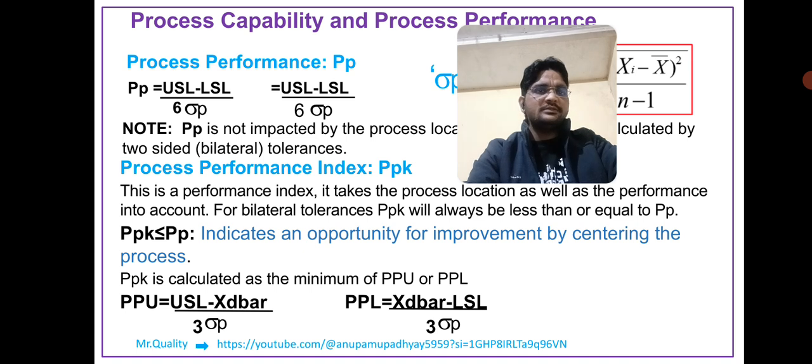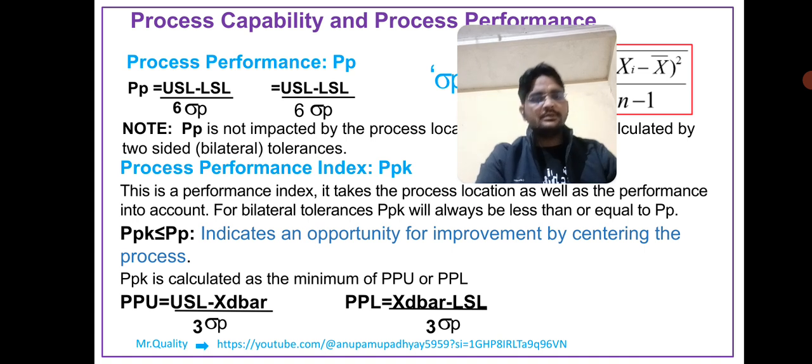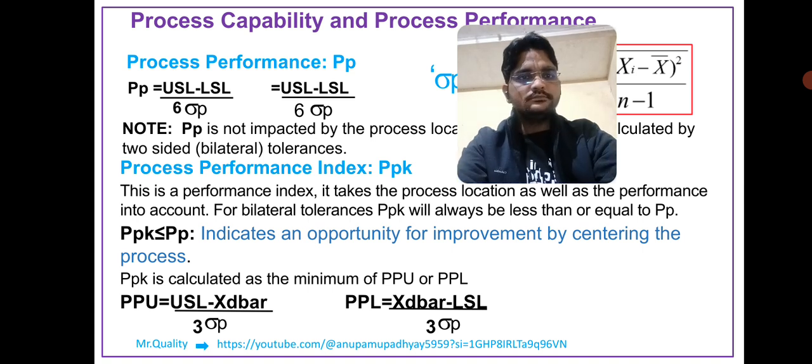PPK is calculated as the minimum of PPU or PPL. PPU is the upper specification limit minus X double bar, divided by 3 sigma P. P is the overall variation, meaning total variation. PPL is X double bar minus LSL, the lower specification limit, divided by 3 standard deviations. The standard deviation is the total process variation.